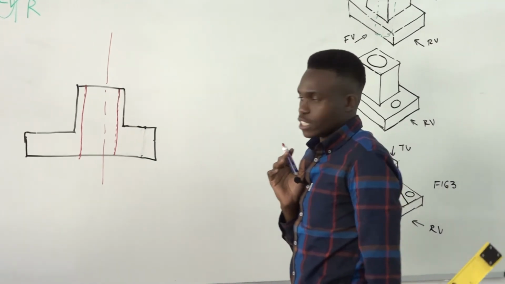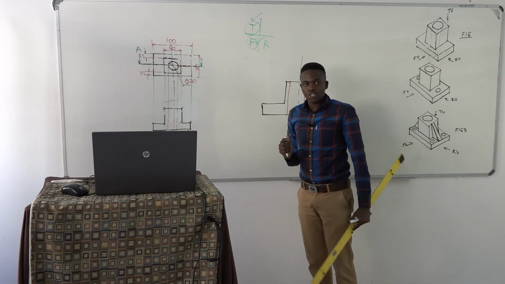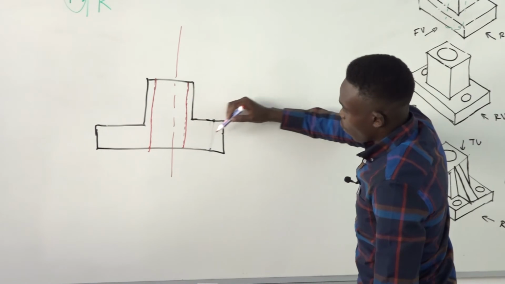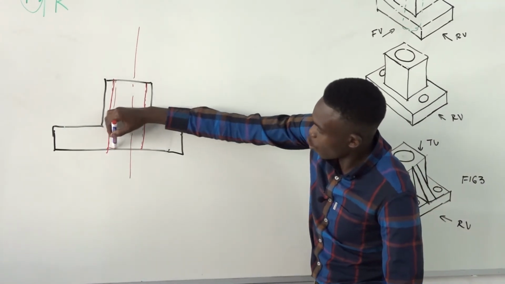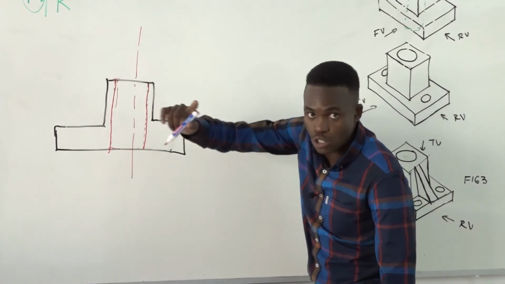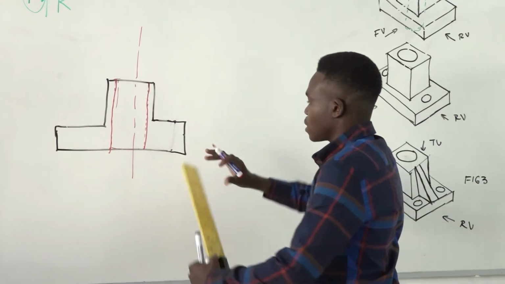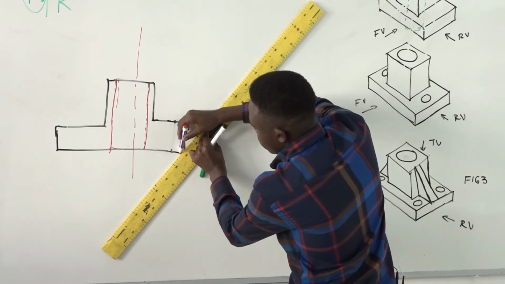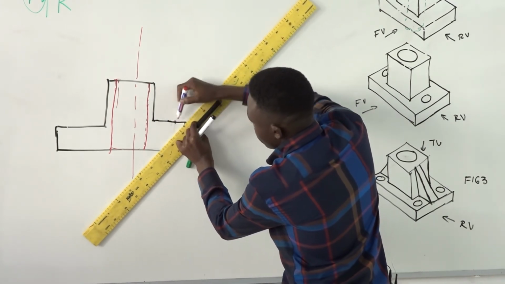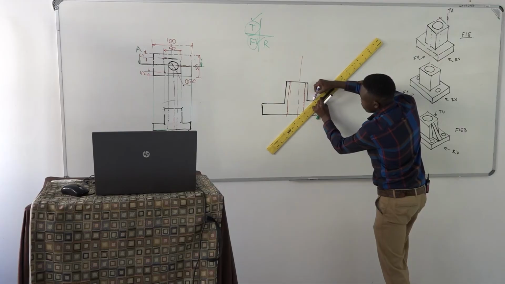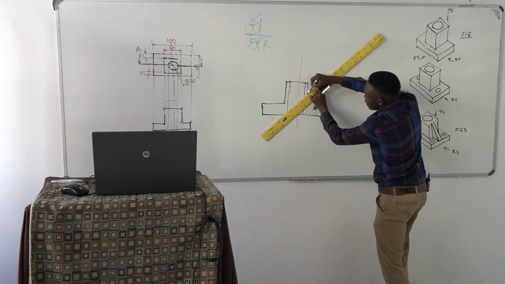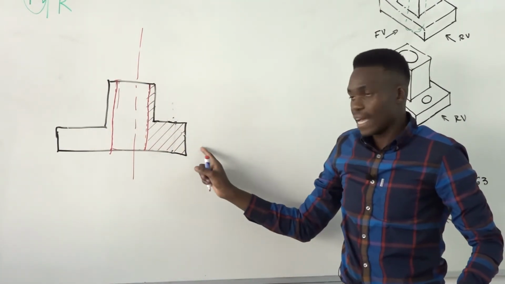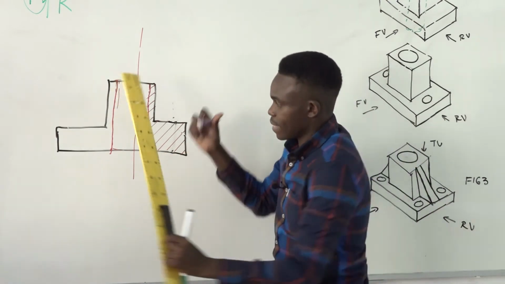Now is the time to section. When you section, you should be using a 45 degree set square. This is your hole. You can't section a hole, but rather you section the solid part. So this is how you section. If this is your 45 degree set square, you do like that. Move an equal spacing. Just move like that. In any direction, you can start sectioning from left to right or from right to left. It's still the same thing.